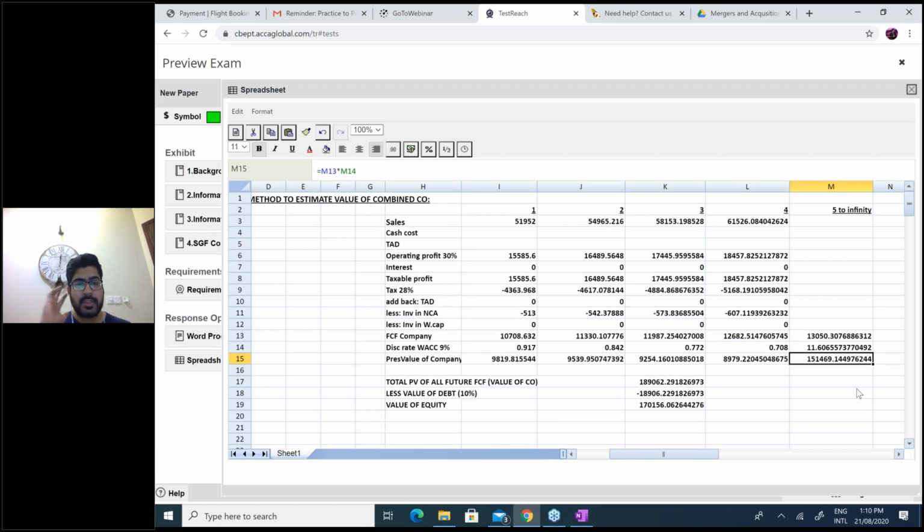So this is what we got as present values. We add them all, the present value of all future FCF. By definition, this is the value of the company. Deduct value of debt. Now the debt is not 10% for the combined company, it's 50%. So we get 94531 as the value of equity of the combined company. Okay, any questions?